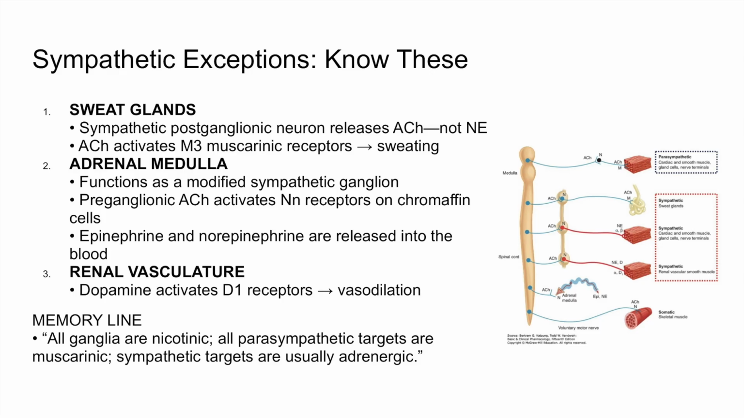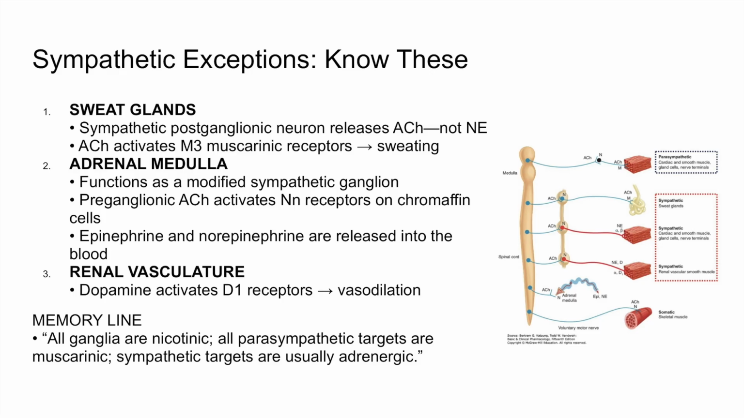Second, the adrenal medulla acts like a modified sympathetic ganglion. Preganglionic acetylcholine activates nicotinic neuronal receptors on chromaffin cells, causing epinephrine and some norepinephrine to enter the bloodstream. Third, dopamine can activate D1 receptors in renal and other vascular beds, producing vasodilation. And this is primarily a pharmacologic receptor effect rather than the usual sympathetic neurotransmitter pattern.